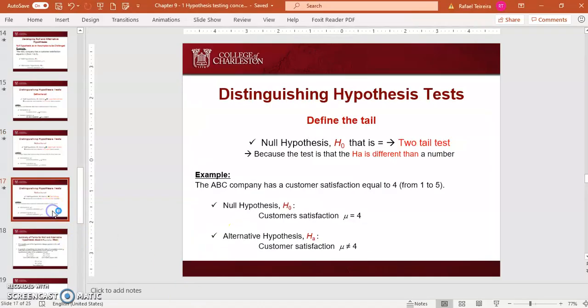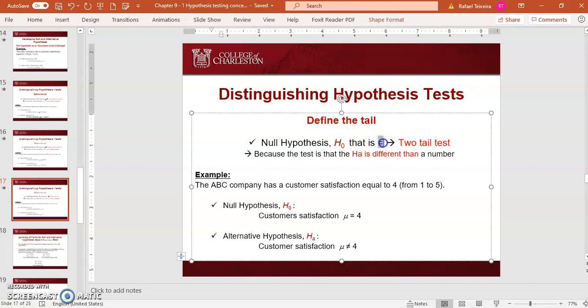Okay. And finally, when the null hypothesis says that the mean is equal to a given number, then we have a two-tailed test. That's because the alternative hypothesis tests that the mean is different than the number stated in the problem. The ABC company has a customer satisfaction equal to 4. So the null hypothesis is that customer satisfaction, the mean, is equal to 4. The alternative is that the mean is different than 4. Okay, so let me show you again.